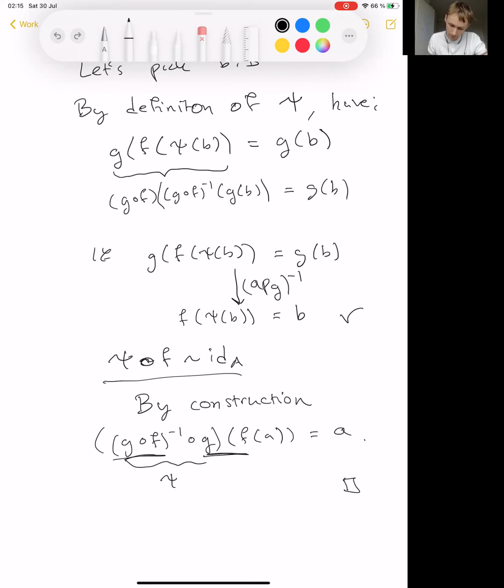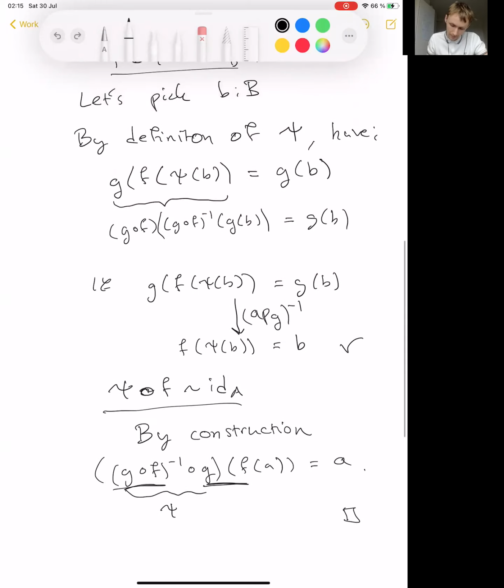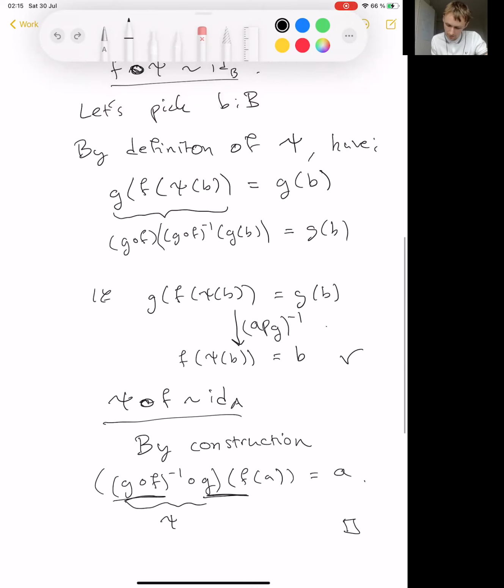So we only apply the embedding property of G here. Yes. And that's what gave us the proof. Okay, that was problem one.